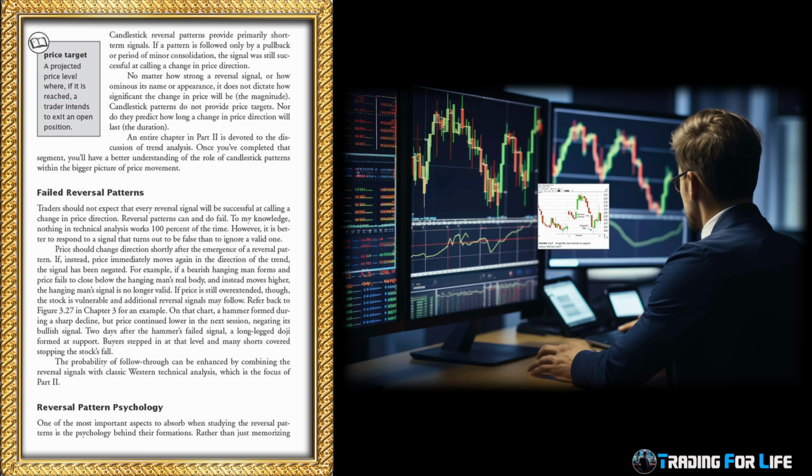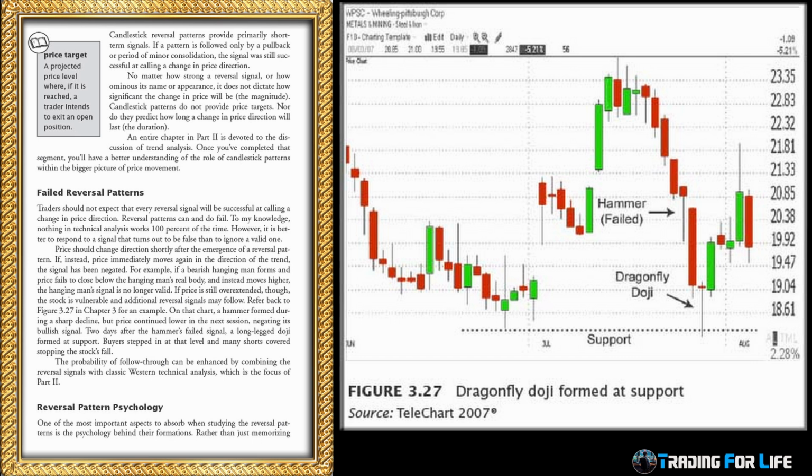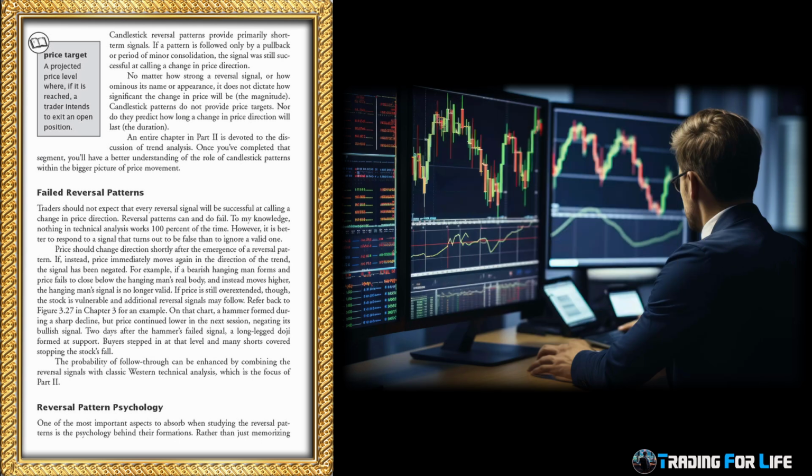Refer back to Figure 3.27 in Chapter 3 for an example. On that chart, a hammer formed during a sharp decline, but price continued lower in the next session, negating its bullish signal. 2 days after the hammer's failed signal, a long-legged doji formed at support. Buyers stepped in at that level, and many shorts covered, stopping the stock's fall. The probability of follow-through can be enhanced by combining the reversal signals with classic Western technical analysis, which is the focus of Part 2.